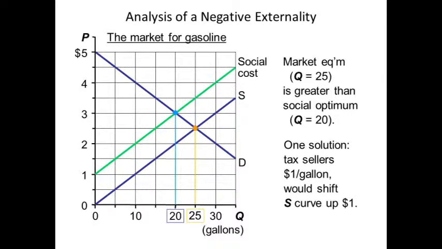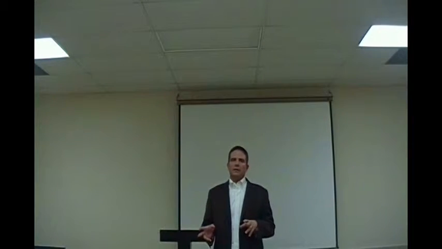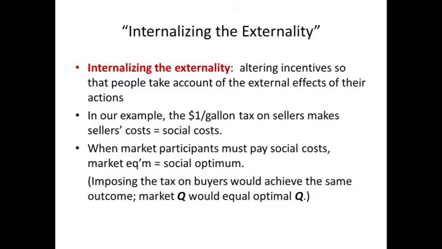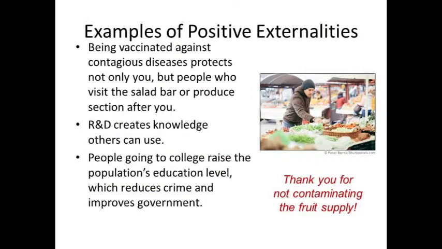What is internalizing an externality? It's altering incentives so that people take account of the external effects of their actions. This leads to positive externalities. So what is a positive externality? It's the benefit that is enjoyed by a third party as a result of an economic transaction. Third parties, again, can include individuals, organizations, communities, property owners, or anyone that has a resource that is directly affected.